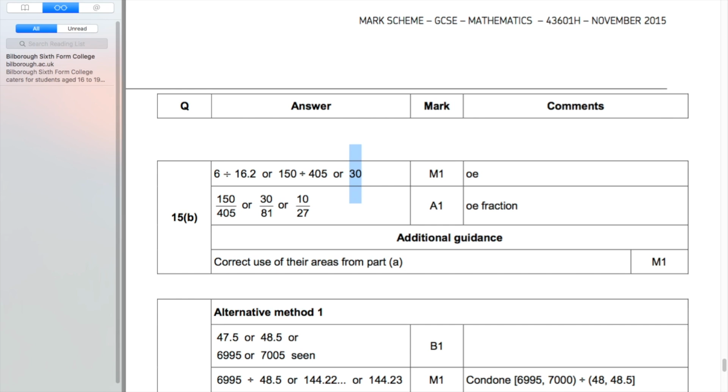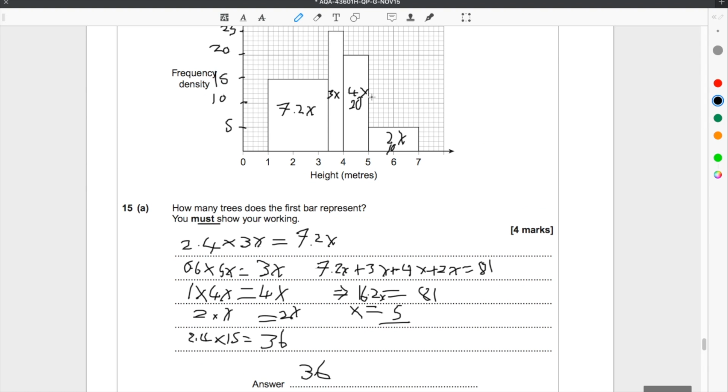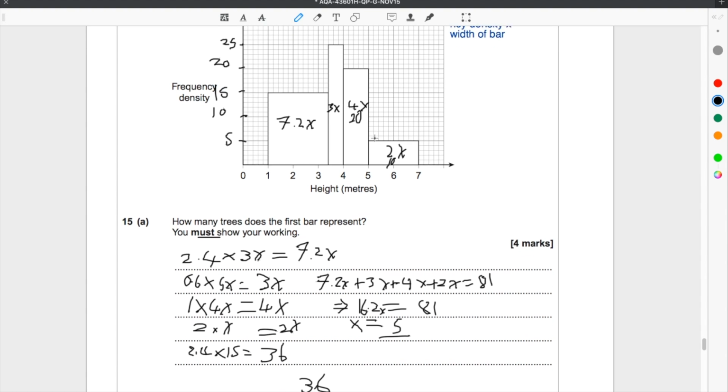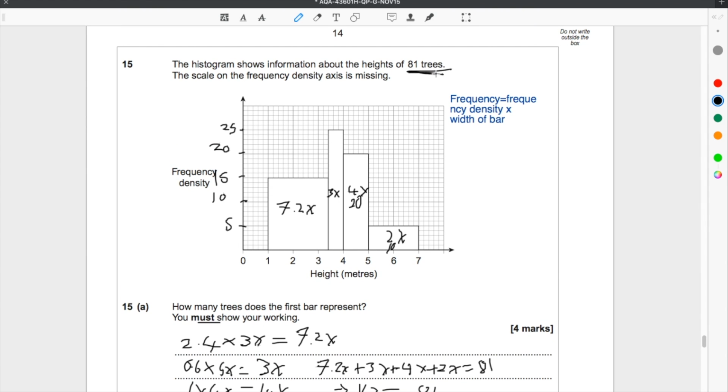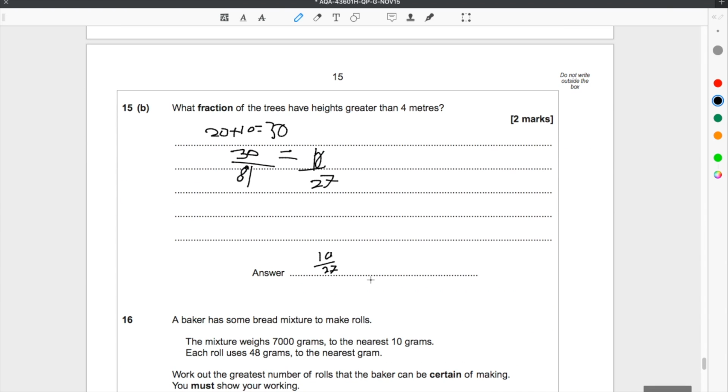30 shown, so that's a method mark. All we've had to do is identify that the total of the frequencies to the right of 4 metres, because it's greater than 4 metres it's asking for, is 4x add 2x, where x is 5, so that gives us 20 plus 10, which is 30, and then use that as a fraction of the total number of trees, which is 81. So that's 15b, okay?